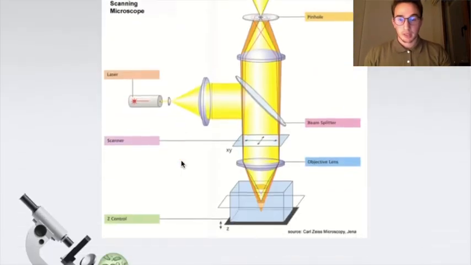So we can see the parts of the confocal laser scanning microscope on the diagram. This is the laser, and this is the scanner. This is the objective lens. This is our sample. And this is the dichroic beam splitter, and this is the pinhole, and this is our detector, the photomultiplier tube.